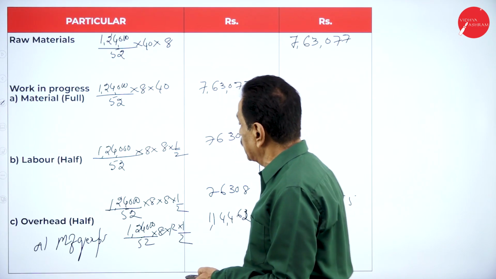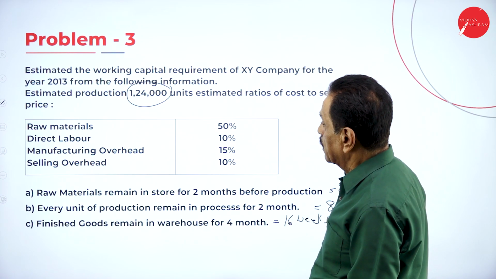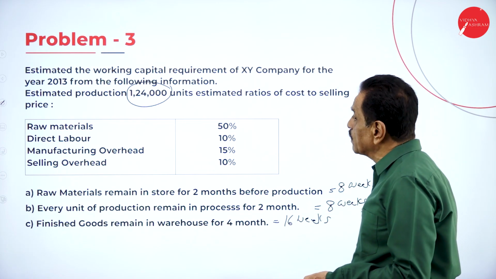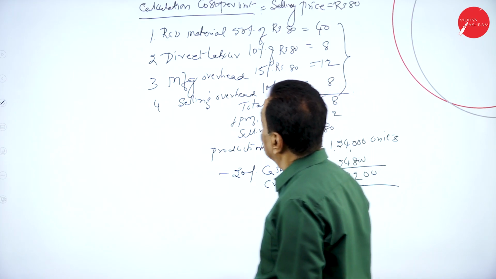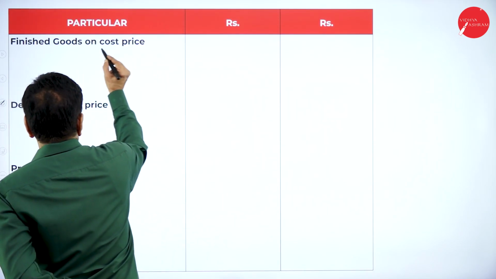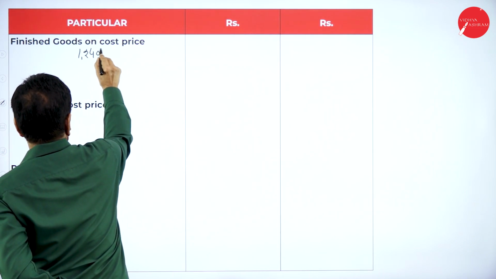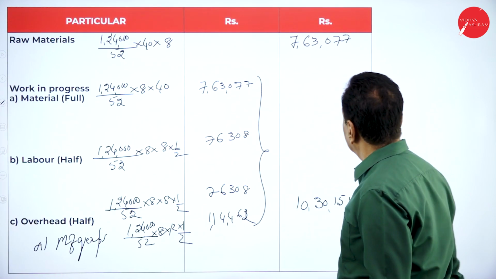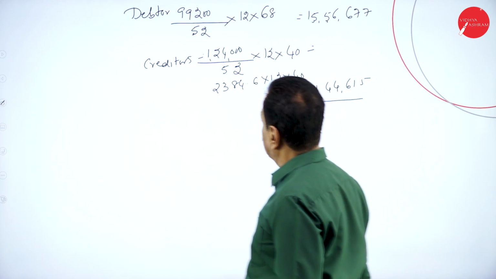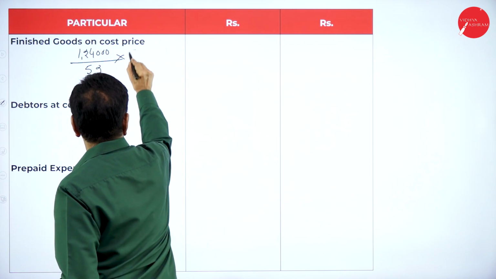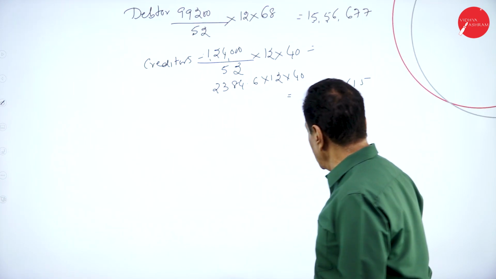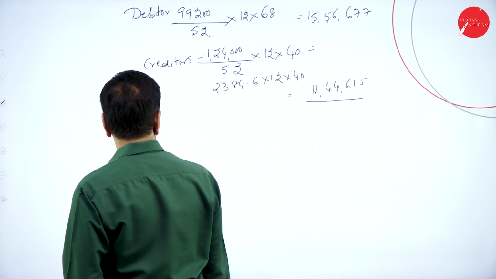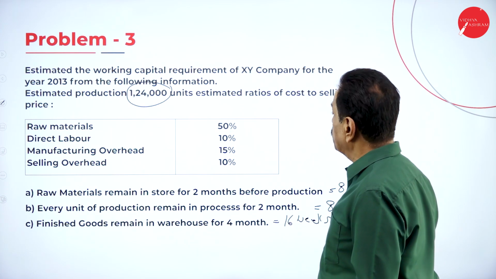Finished goods at cost price. Come back here. Finished goods for 4 months: 1 month is 4 weeks, so 16 weeks. Finished goods: 1,24,000 divided by 52, then your cost is 68. How many weeks is it going to stay? Finished goods 16 weeks, 4 months means 16 weeks.